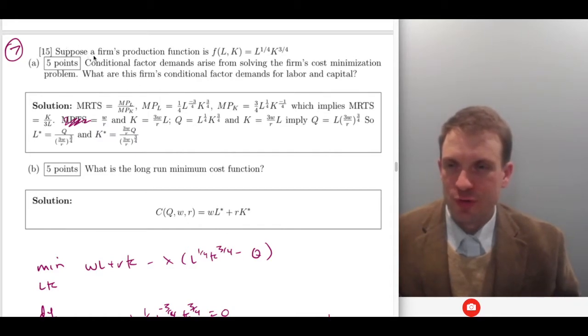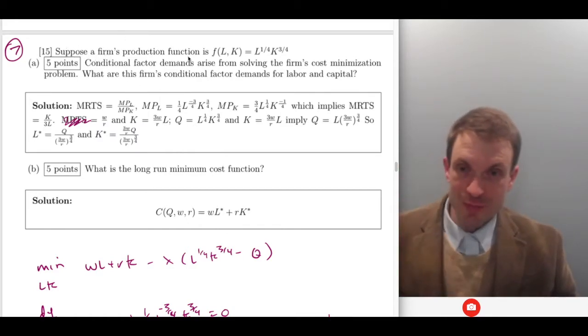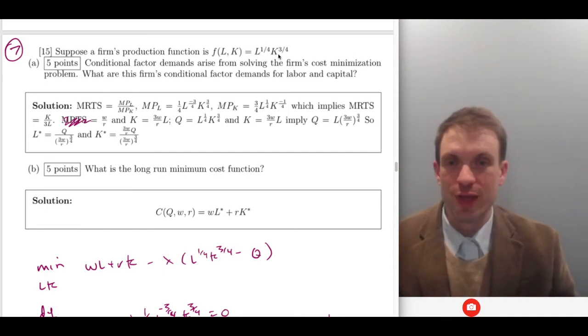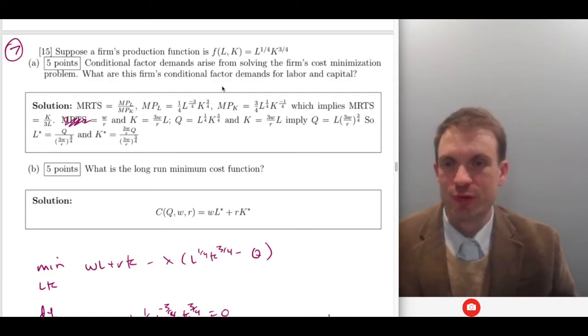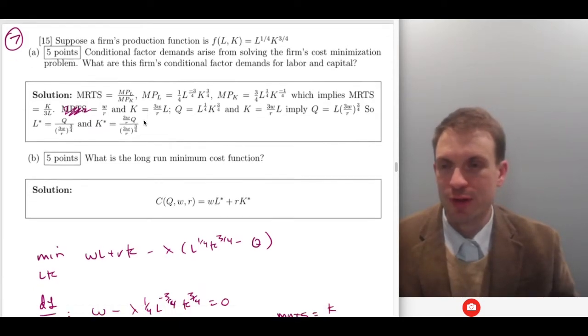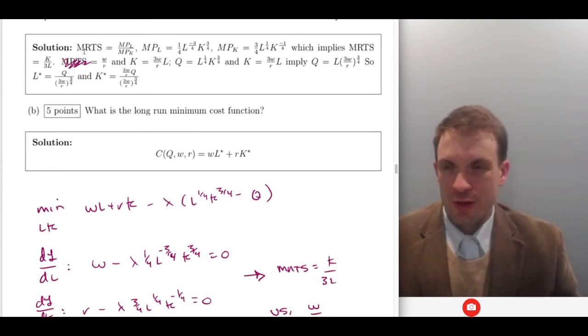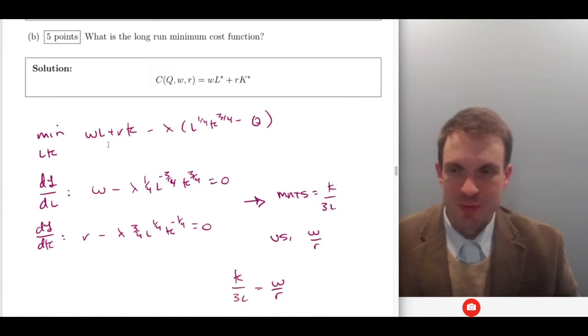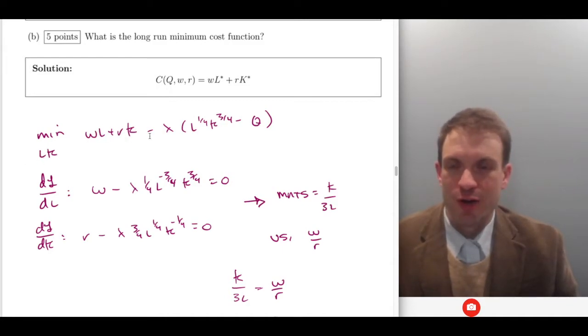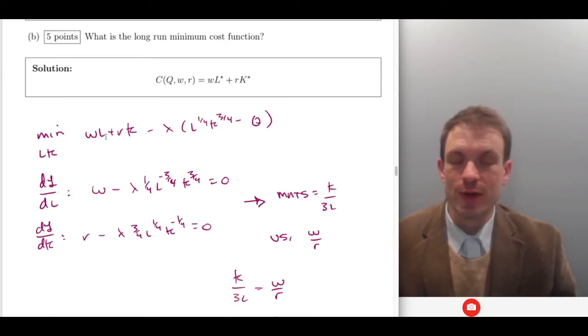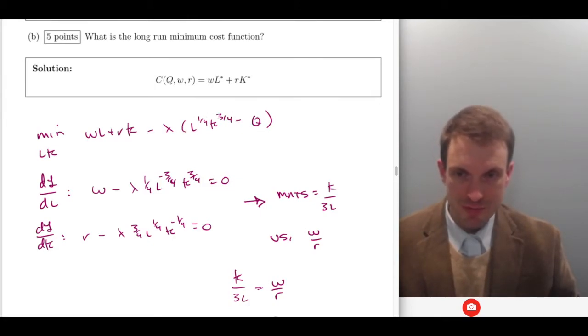All right. So suppose a firm's production function is given by f of L, K is equal to L to the minus 1/4, K to the 3/4. Our conditional factor demands are coming from solving the cost minimization problem. What's the firm's conditional factor demands for labor and capital? Well, I'm going to write out the firm's cost minimization problem. It's minimizing by choosing labor and capital WL plus RK minus lambda, and this is my constraint. The objective is to minimize cost subject to the constraint. The constraint is I want to produce Q given the limits of this production technology.